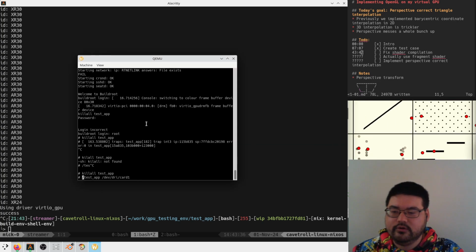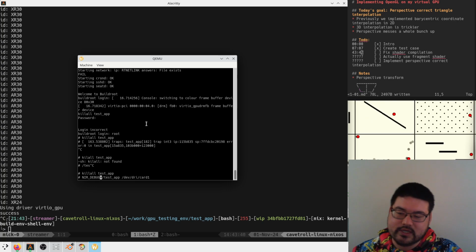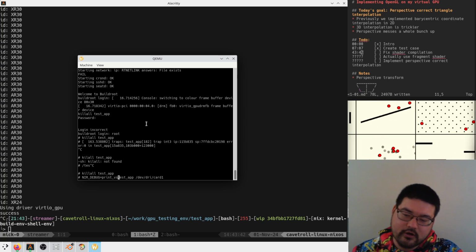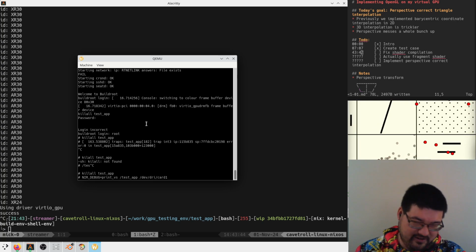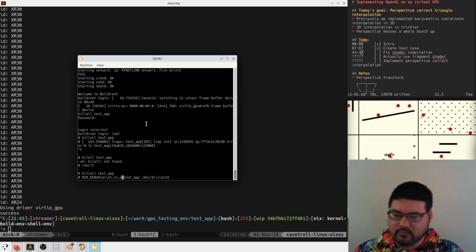We can set the debug environment variable equal to print vs. So this will tell us what the OpenGL, or the GLSL, compiler is going to give to us, and maybe we want print fs as well.